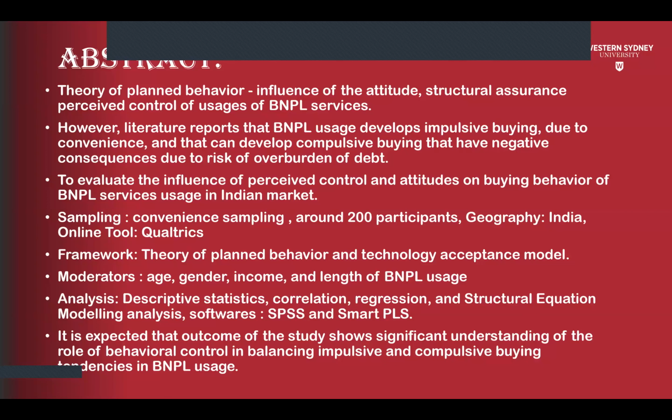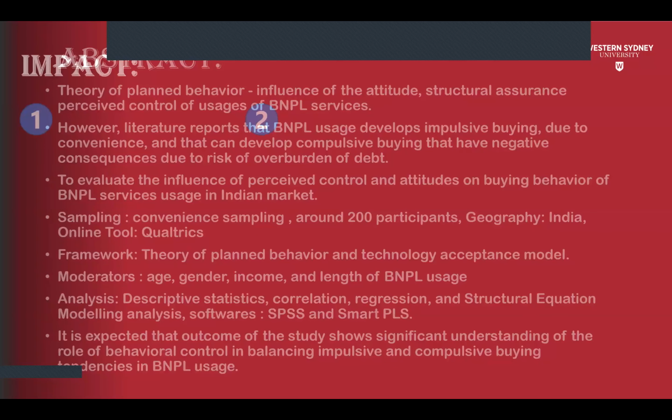Going forward, who will be impacted, who benefited with this study? So first will be individuals. May I please request to go on the next slide? Thank you.